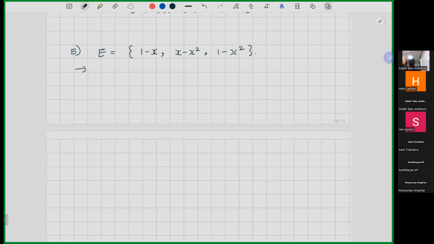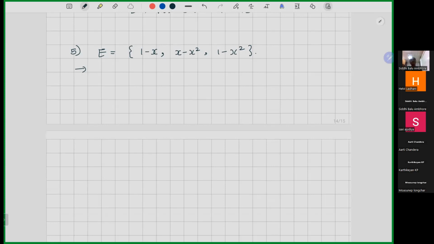Can we directly say in this case it is a basis or not? It is a basis. That's what Hetvi is saying. How are you suggesting that this is a basis? Is it because it has cardinality 3? Okay, it is linearly independent. No, it is linearly dependent. So Hetvi is saying that this is linearly independent, but Aarti is saying that it is linearly dependent.